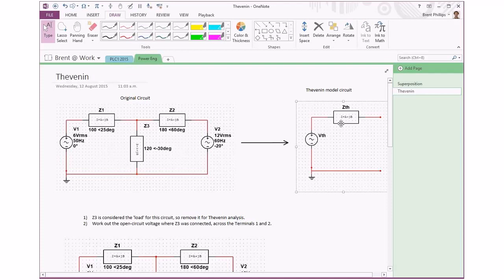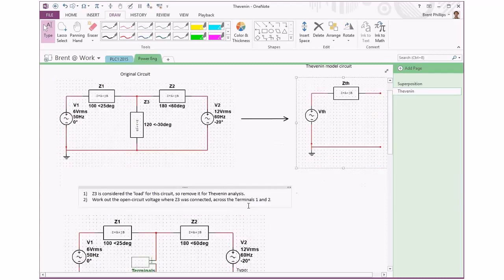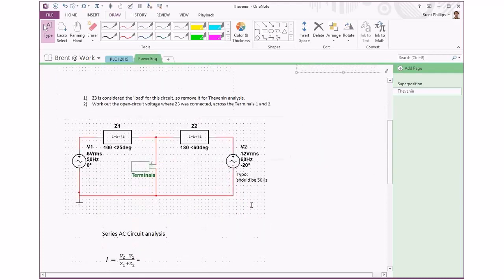To get there, the first step is recognizing that Z3 in the center of the circuit is the load impedance here. So we're going to be disconnecting that to create our Thevenin model circuit, where we can connect any load impedance across the terminals that you see on the right side. When we redraw the circuit with the load removed, we get something like this. I'll just put in a box here with a label of a couple of terminals.